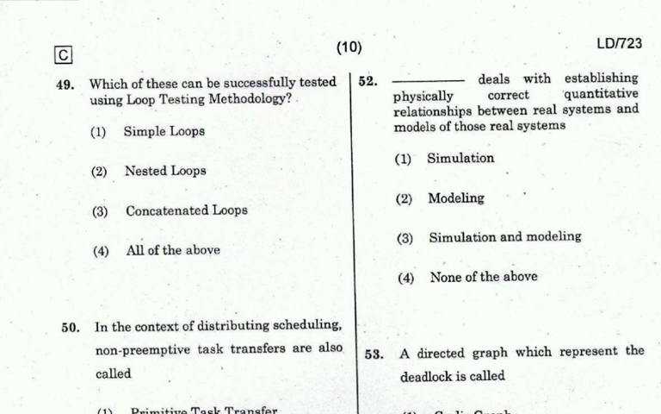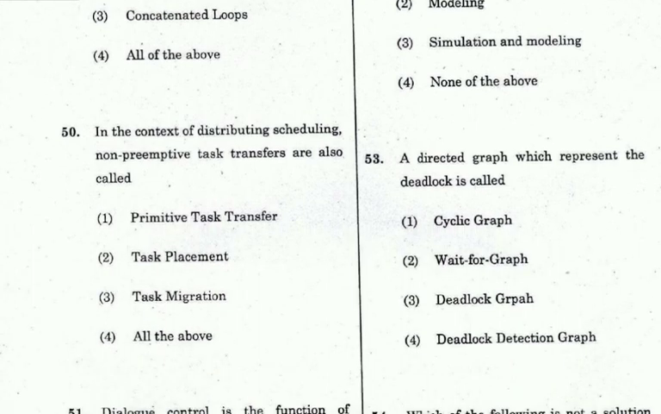Next one. In the context of distributed scheduling, non-preemptive task transfers are also called. Non-preemptive task transfers refer to the movement of tasks between systems without interrupting the execution. Primitive task transfer, task placement, and task migration are all types of task transfer in distributed scheduling. So option 4 is the correct answer.